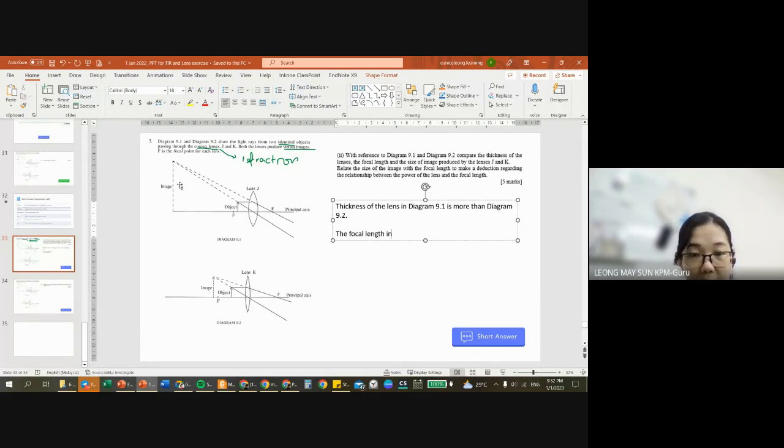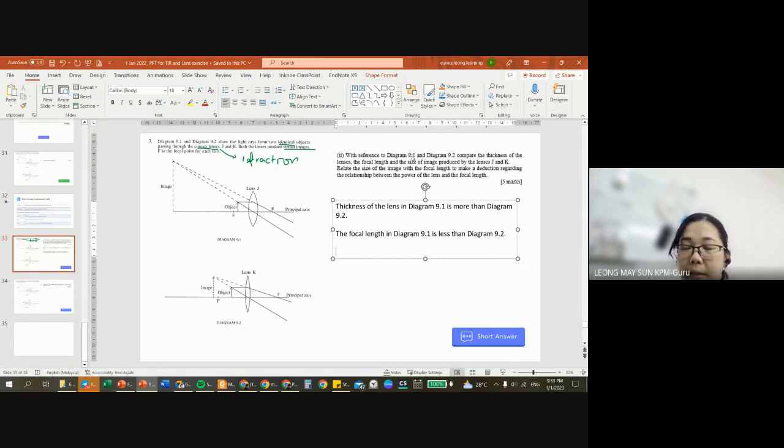Right, focal length is actually this capital F from the lens. All right, so we can see that from the lens here, then you would measure it. It's best to measure it to know whether it is more or less. 9.1's focal length is less compared to 9.2. So as I said, I will always write 9.1. There's a reason for it later on. So the focal length in diagram 9.1 is less than diagram 9.2. Full stop, skip a line.